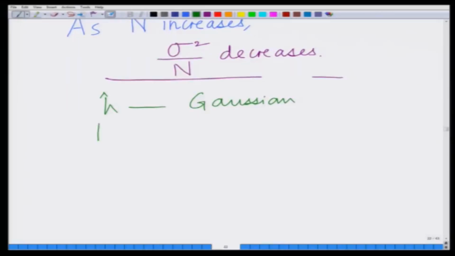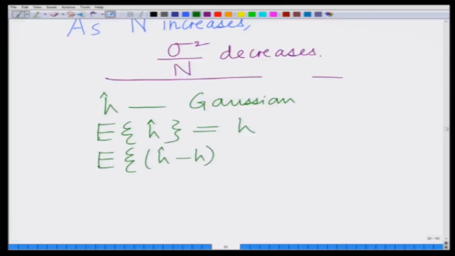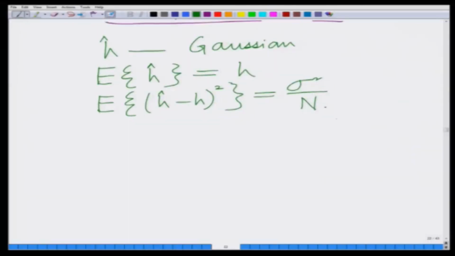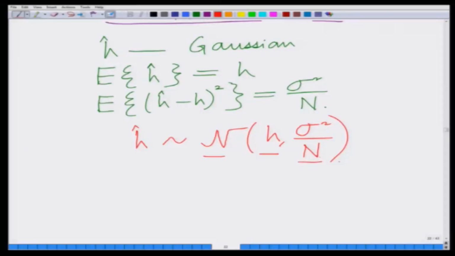The mean of the estimate, the expected value of h hat, is equal to h, and the variance, that is, the expected value of (h hat minus h) whole square, is equal to sigma square divided by n. I can also denote this as: h hat, your estimate, is Gaussian with mean h. Remember, N is the symbol for the normal or Gaussian distribution, that is, Gaussian with mean h and variance sigma square divided by n.